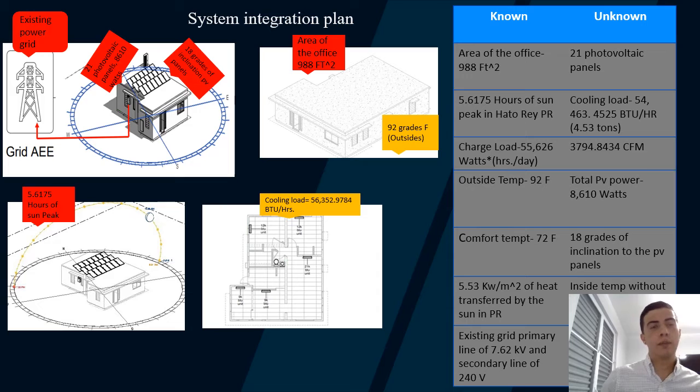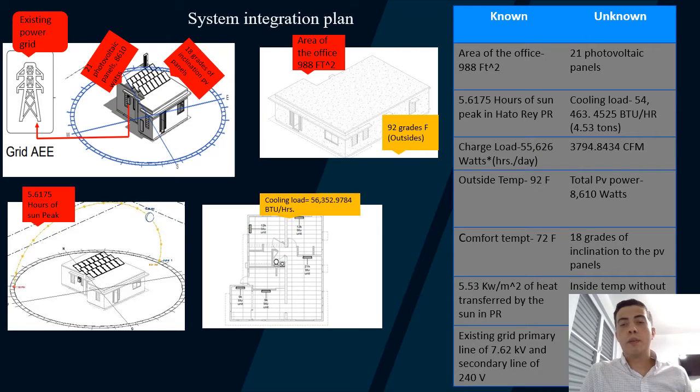In this part, we have the system integration plan, where we have the known and the unknown data. In the first known data, we have the area of the office, that is 988 square feet. The hours of sun peak in Atoray, Puerto Rico, that is 5.6 hours. The initial charge load of the office, that was 55 thousand watt-hours per day. The outside temperature, that is 92 degrees Fahrenheit. The comfort temperature is 72.